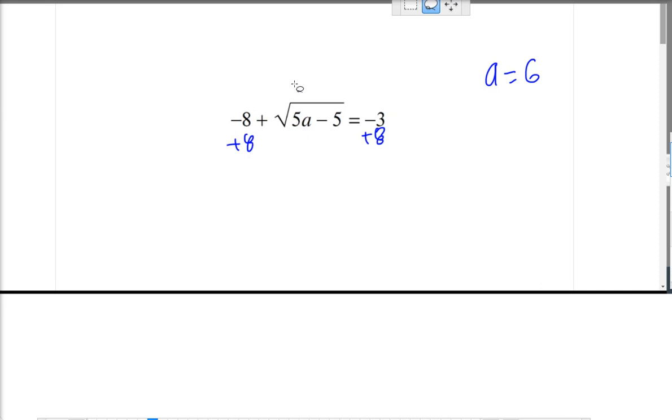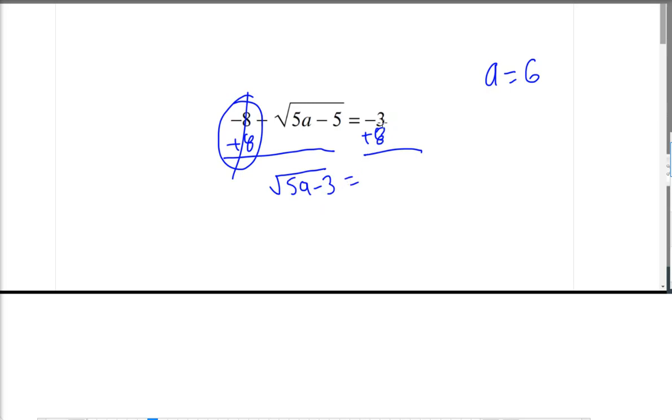Okay, so when we add 8 on the left side of the equation and 8 on the right-hand side of the equation, these two terms cancel out. So all you have on the left is the square root of 5a minus 3. This is 5a minus 3, and that's equal to negative 3 plus 8. So they're different numbers. One's negative and one's positive. So same signs you add, different signs you subtract. So let's subtract 8 minus 3. That's equal to 5. Do we have more negatives or more positives? We actually have just 3 negatives and 8 positives. So we're going to end up with positive 5.